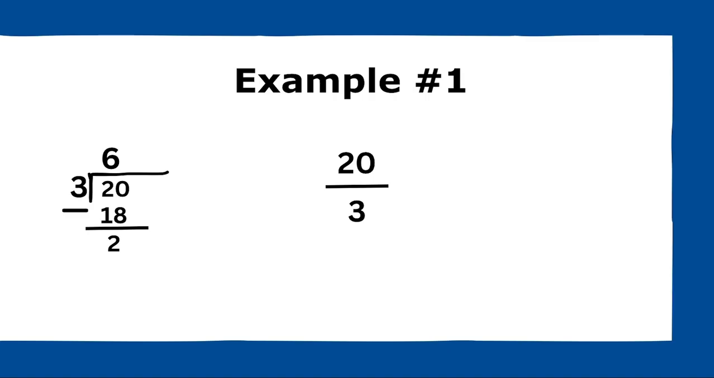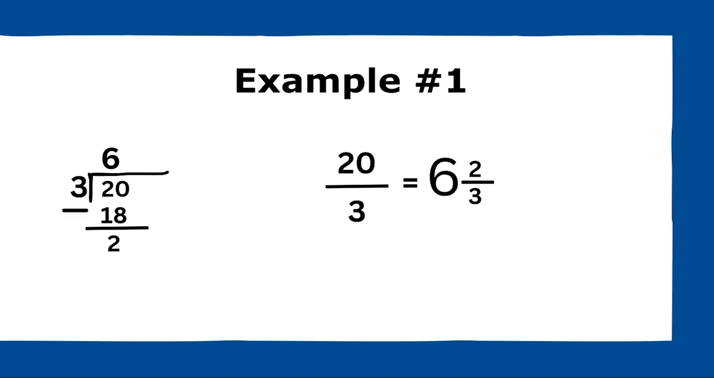So, 6 is going to be my whole number because that's the number that shows that 3 can go into 20 6 times. And 20 minus 18 makes 2, and that's my remainder. So I'm going to write this. I'm going to have 6 as my whole number, and I'm going to have that 2 as my remainder. So 2 goes in that numerator area. And I keep my original denominator, which is 3. That is how I turned this improper fraction into a mixed fraction.